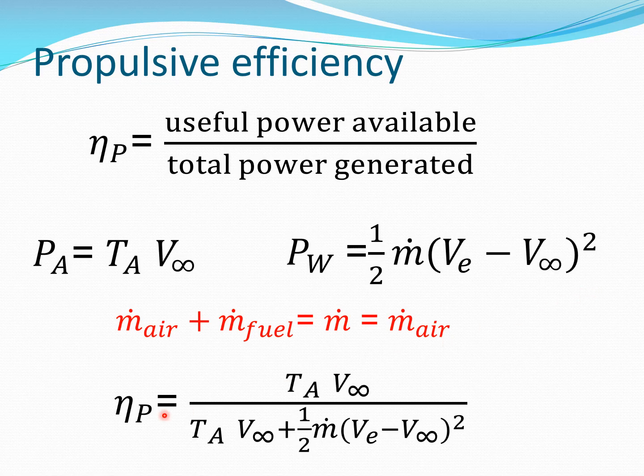So now we can write the definition. So we can write that eta P is TA V infinity divided by TA V infinity plus half m dot VE minus V infinity squared. So that's the definition of the propulsive efficiency. And of course here we are assuming that m dot equals m dot air. Like I discussed in the previous slide, we are neglecting m dot fuel as being very small. It's typically 5% or less, so this assumption is kind of justified. So now we are going to simplify this expression and see what we get.